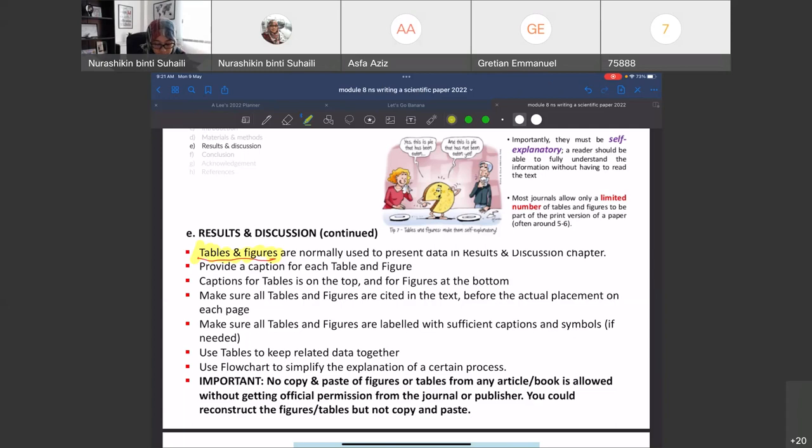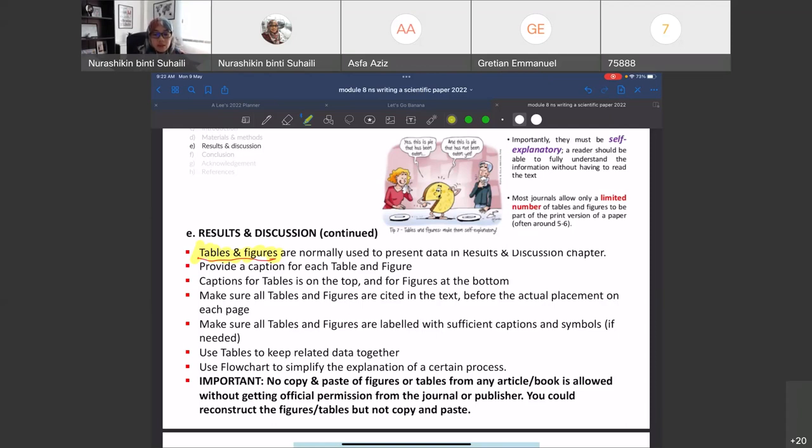The most important point is you cannot copy and paste figures or tables from any article or book without getting official permission from the journal or publisher. You could reconstruct the figures and tables, but not copy and paste. If you want to write your own article or thesis, you cannot simply copy and paste figures from other articles because they are copyrighted materials. If the journal finds you used their figures or tables without permission, they can actually sue you. So that is the consequence.